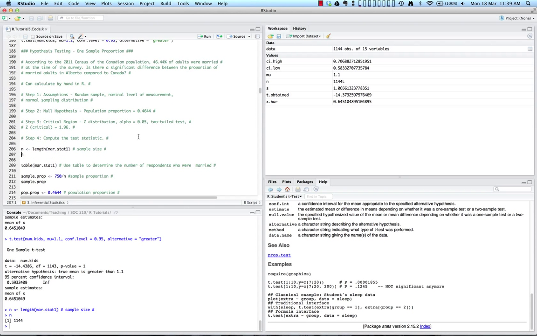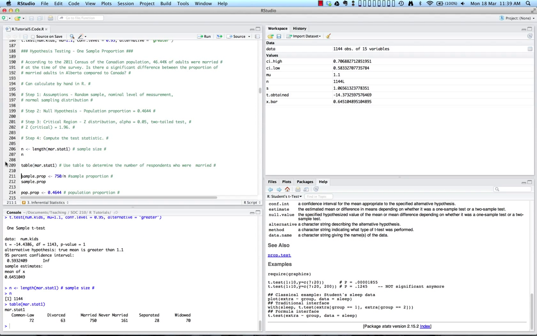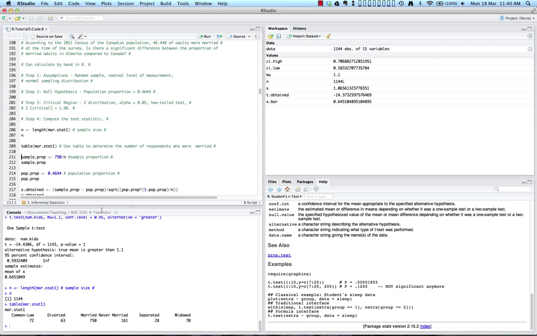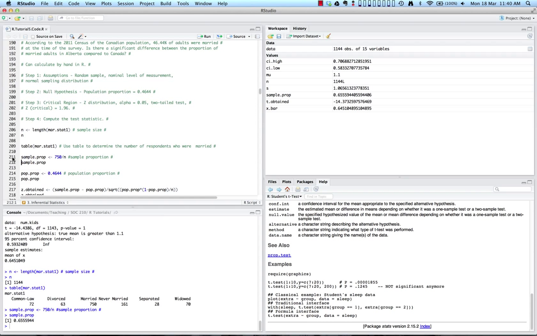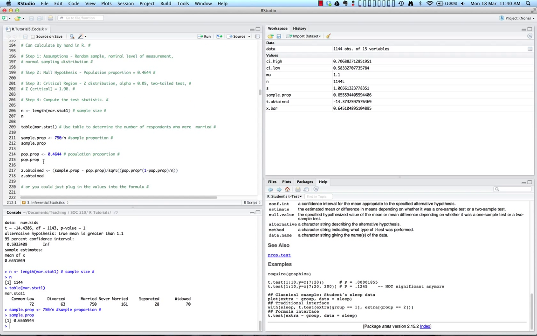And we can also then use our table function to determine our sample proportions. So we can do table mer.stat1, and we can see our different sample proportions here at the bottom of the screen. And in this case, we see that 750 respondents were married in the 2010 Alberta survey. So we can identify that as our sample proportion by taking 750 and dividing it by our sample size n. In that case, we see that our sample proportion is 0.65556. And in this case, we also want to indicate our population proportion of 0.4644.